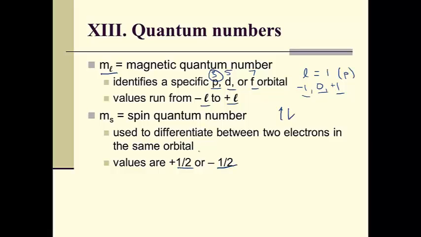Now the plus 1/2 does not have to mean that it's up, and the minus 1/2 does not have to mean that it's down. This can be for up or down spin. But if you say plus 1/2 is going to be down, then that means that negative 1/2 has to be the up.